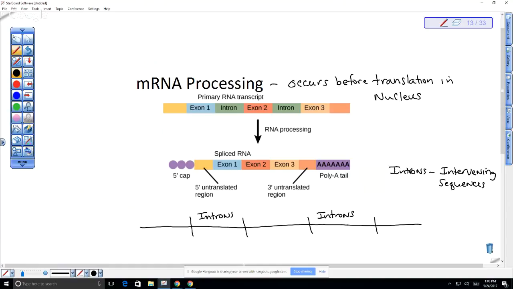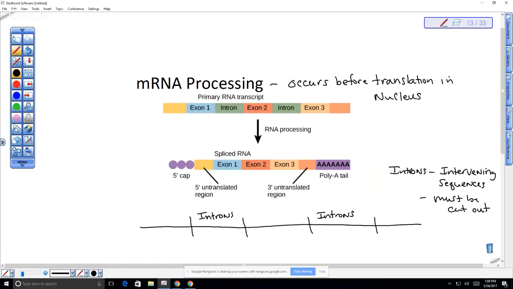Okay. They must be cut out. They do not code for protein. And the finding of introns was like, whoa, why is that? That doesn't make any sense. A gene is supposed to be a gene. You have a sequence of nucleotides. They should be all together. They should simply code for the protein, right?